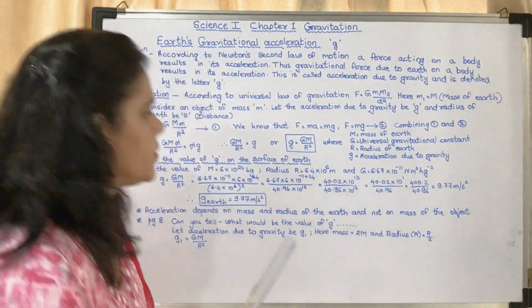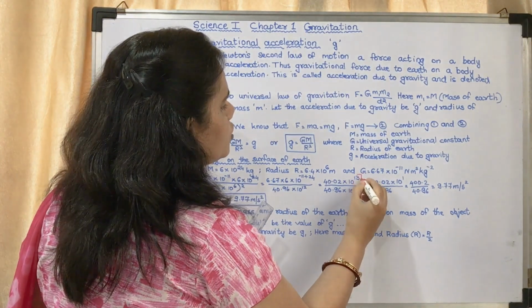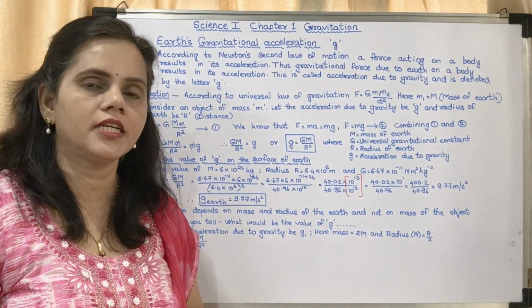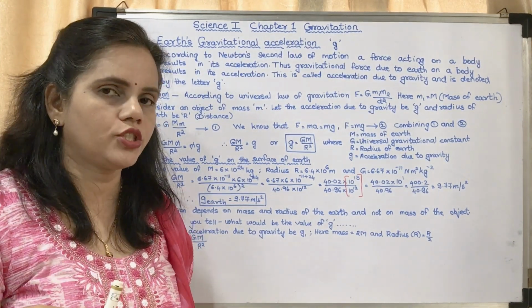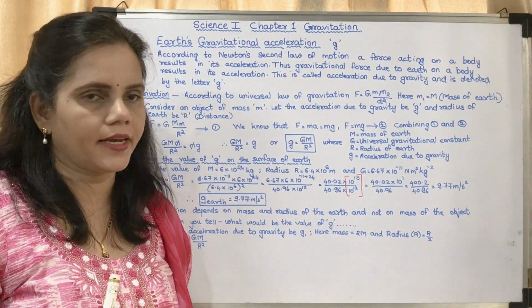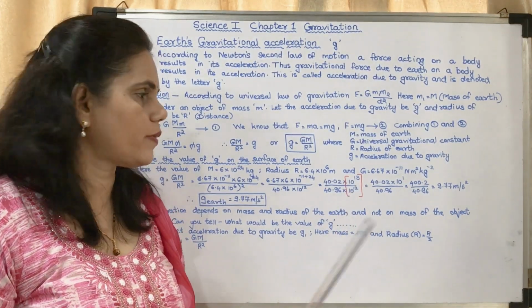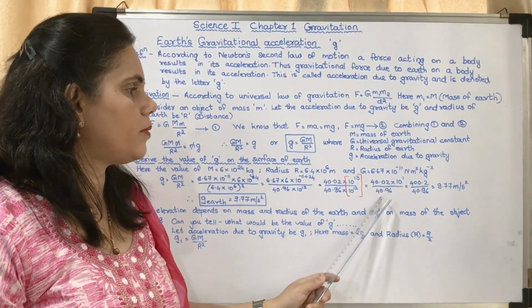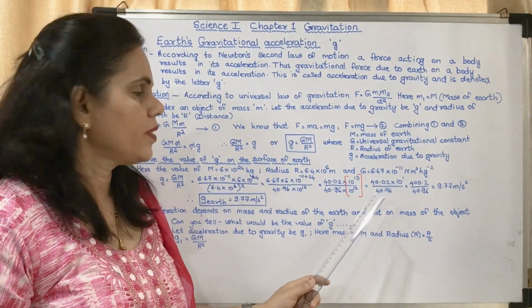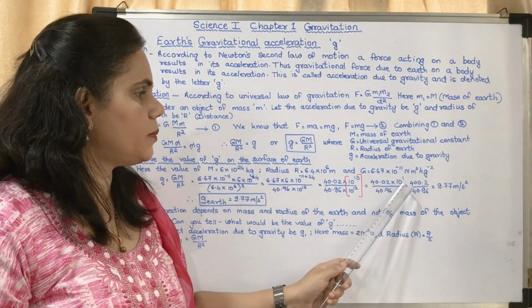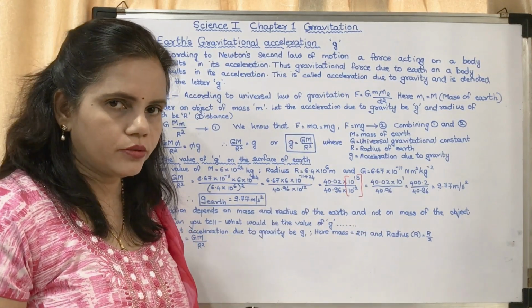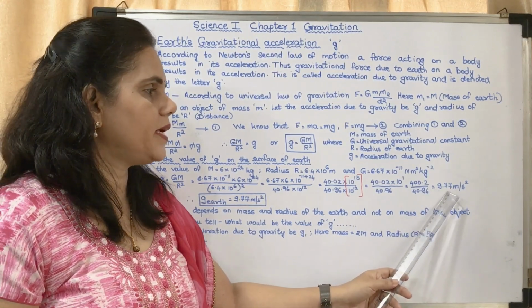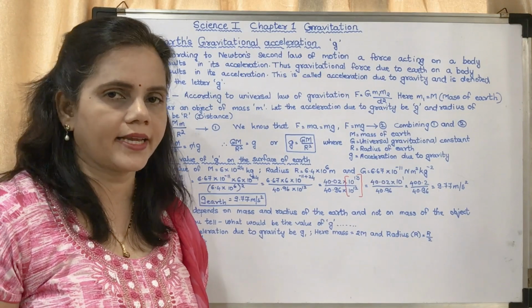Now this 10 raised to 13 upon 10 raised to 12: a raised to m upon a raised to n is equal to a raised to m minus n. So this will be 10 raised to 13 minus 12, so you will get 10 raised to 1. So it comes to 40.02 upon 40.96 into 10. When you are multiplying with 10, the point will move towards the right. So it will become 400.2 upon 40.96, which will be equal to 9.77 meter per second square.